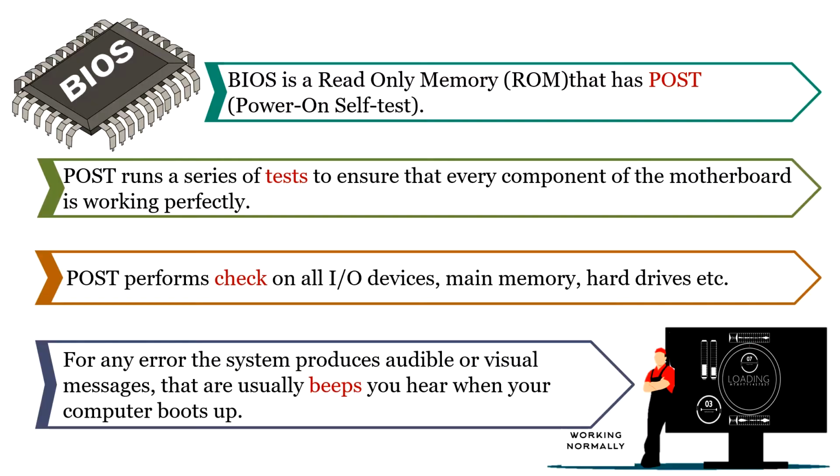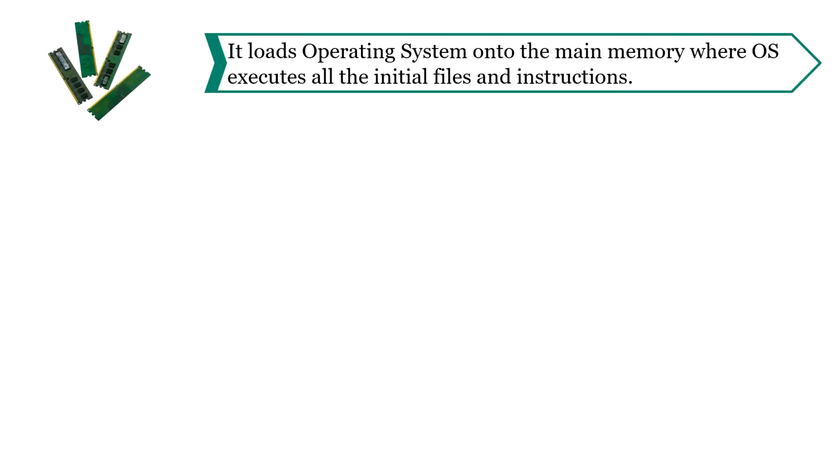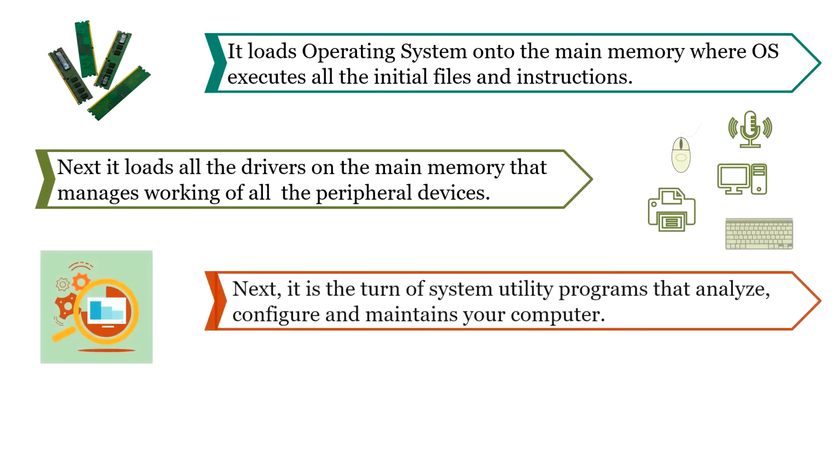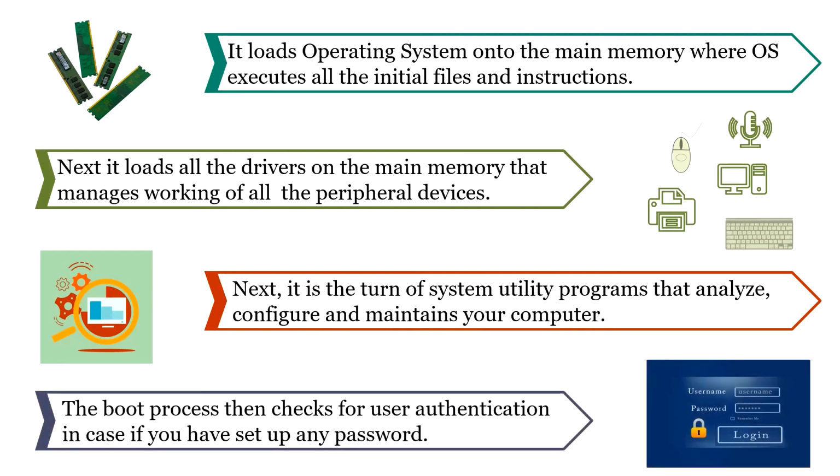After testing all the components of the motherboard, the booting process moves ahead and loads the operating system from the hard drive to the main memory of your computer. Further, it loads all the device drivers on the main memory that manage the working of all the peripheral devices. Next, it turns on system utility programs that are responsible for analyzing, configuring and maintaining your computer, such as antivirus. At last, the booting process checks for user authentication only if you have set up a password for your computer.